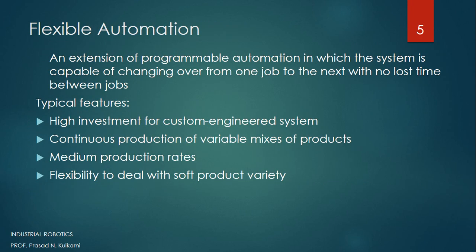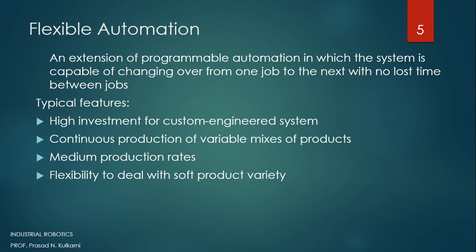Now the last one is flexible automation. Flexible automation is an extension of programmable automation in which the system is capable of changing over from one job to the next with no lost time between the jobs. There is no time lost when we are doing flexible automation. The variety of operations you are doing on the same job, you can interchange the operation sequence also. It is permitted in this case. Now the features: high investment for custom engineered system.